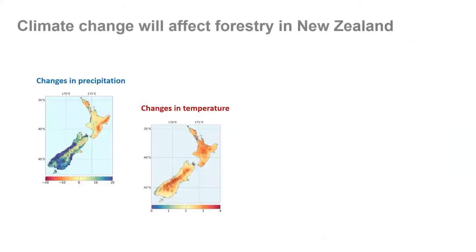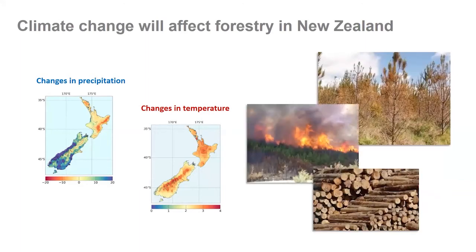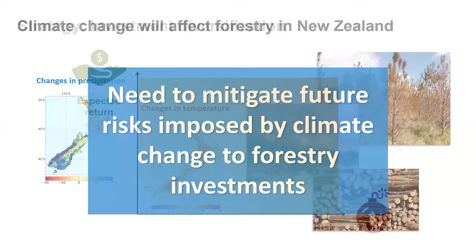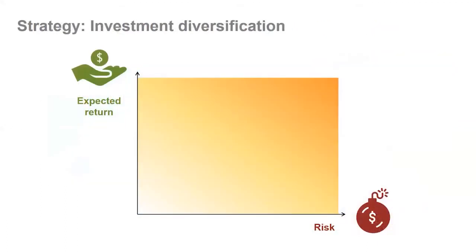Okay, so we know that climate change will affect forestry in New Zealand. Here we just have two figures as examples of how precipitation and temperature will change, and we know that those changes will affect productivity, right? So there is a need to mitigate future risks imposed by climate change to forestry investments. How do we propose to do that? Well, with investment diversification, right?